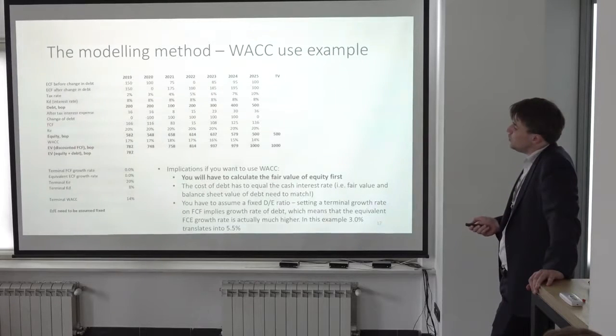Another error that's introduced a lot of times is in the growth rate, because people often put a growth rate onto the free cash flow to firm. What happens is that whenever you're using the WACC, in order for it to work, you have to assume that your debt to equity ratio is fixed, right? So if your free cash flow to firm is growing, your debt has to be growing as well. And what does that mean? That means that your free cash flow to equity has to be growing even more, right?